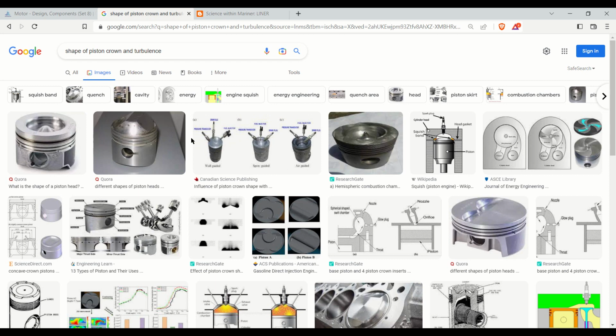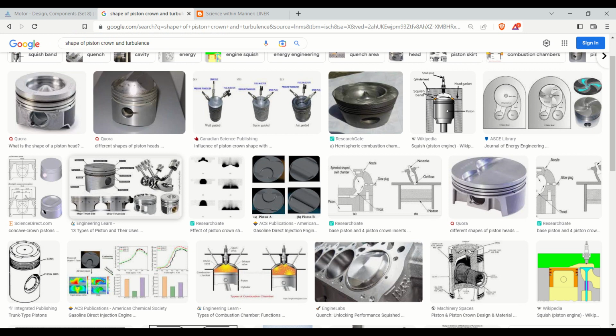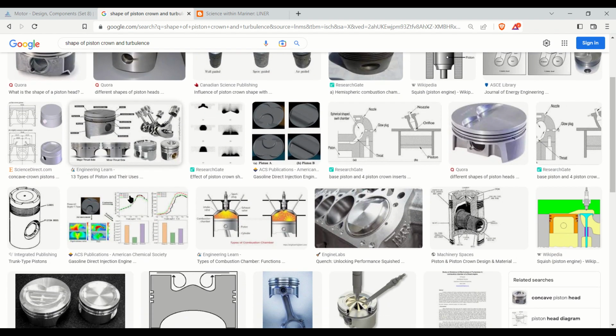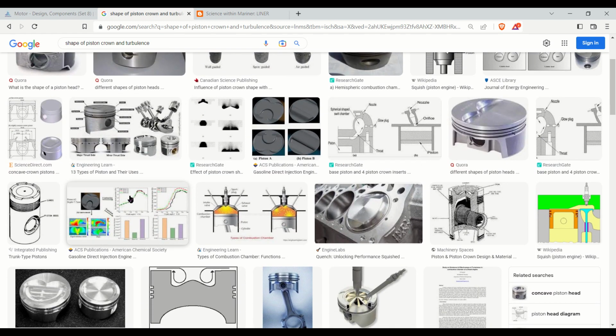Yes, due to this irregular type of shape, when the fuel strikes the piston crown, it causes turbulence, and which helps in proper fuel air mixing for the proper combustion.